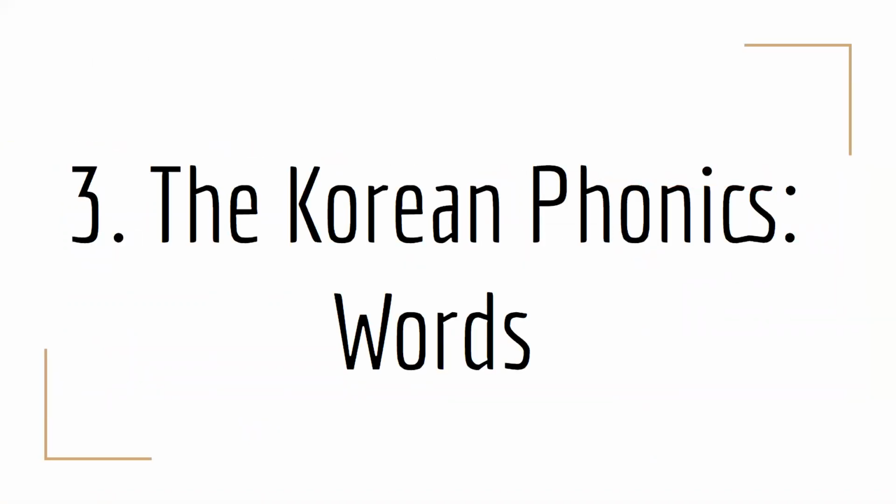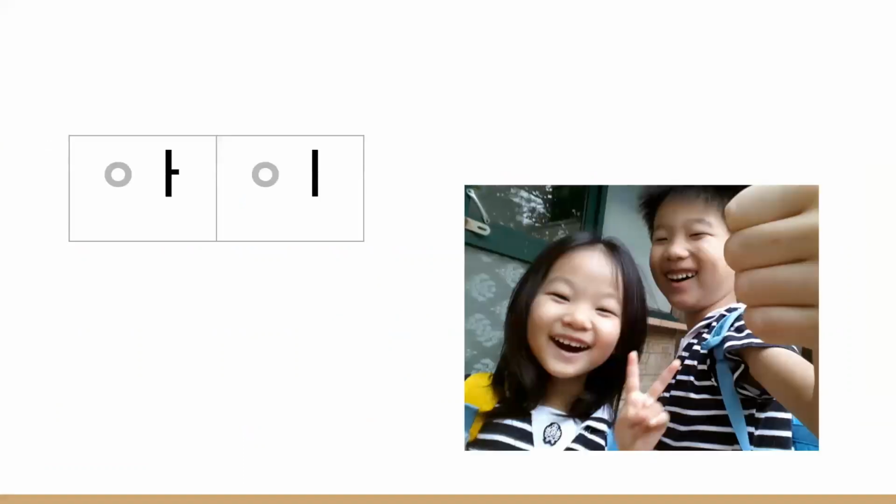We're now going to review the Korean phonics that we learned last week, but also learn 7 simple words in Korean. The first word is "ai." The picture on the right shows me and my brother when we were young. This word means child. Once again, it's pronounced "ai."